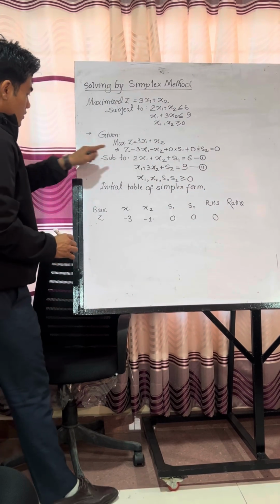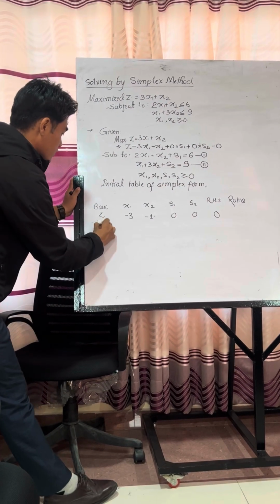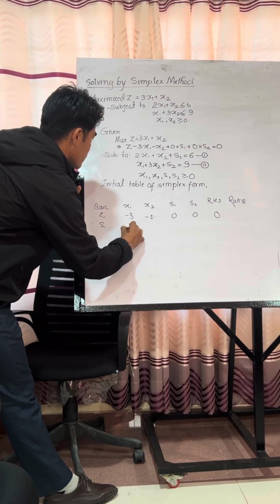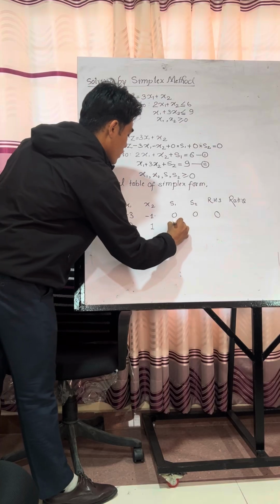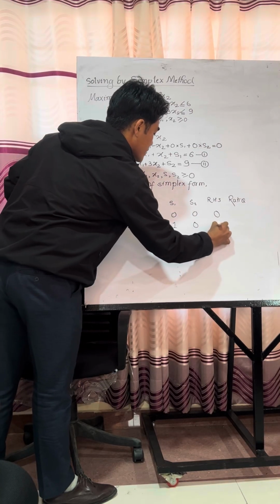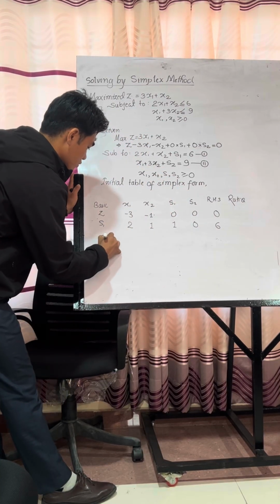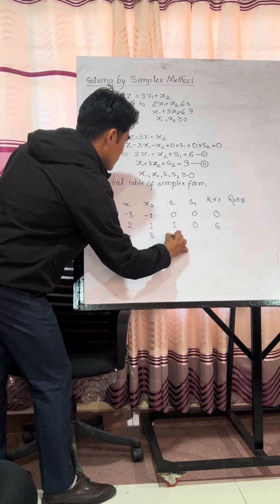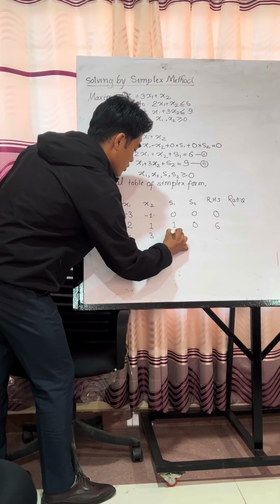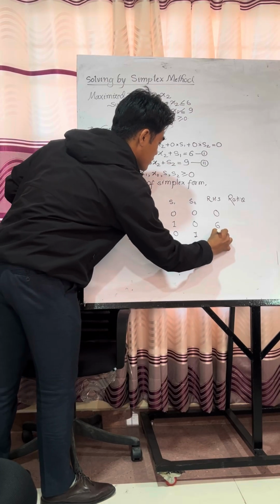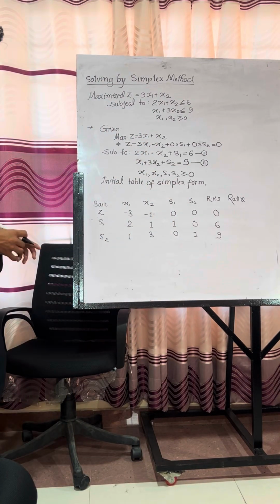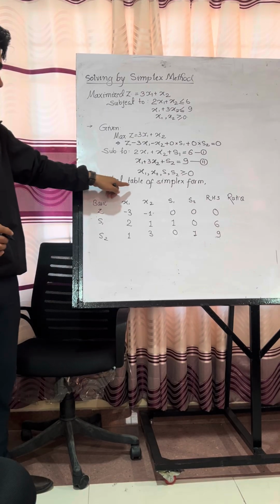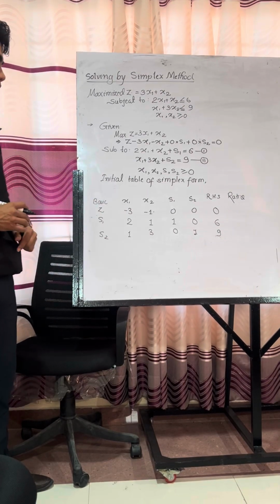Now for s1, we'll write the coefficients of x1, x2: 2, 1, 1, 0, and the right hand side is 6. For s2, we write 1, 3, 0, 1, and the right hand side is 9. Now look here, this is the initial simplex table, and then comes the revised simplex form.